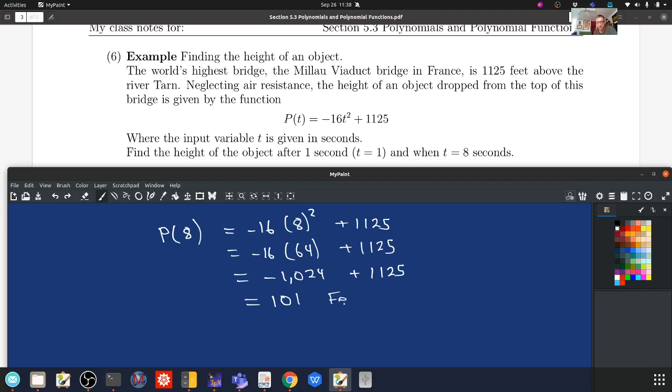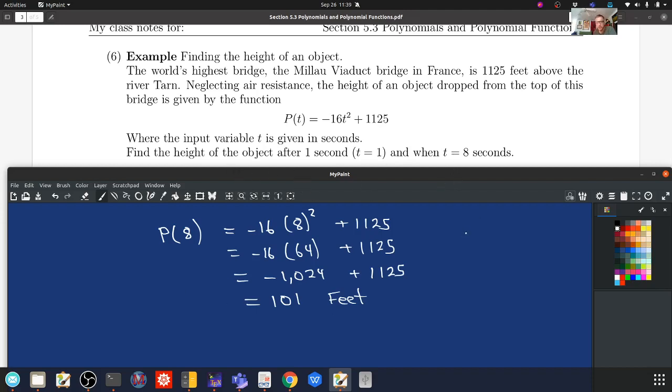I should write it. Now, this is neglecting air resistance, but in real life, air resistance exists. So we would expect after 8 seconds for it not to have fallen quite this far because air resistance slows it down. But you know, that's quite a bit. If you jump off a bridge and you fall 8 seconds, you're still not on the ground. 8-second fall. That's a lot.